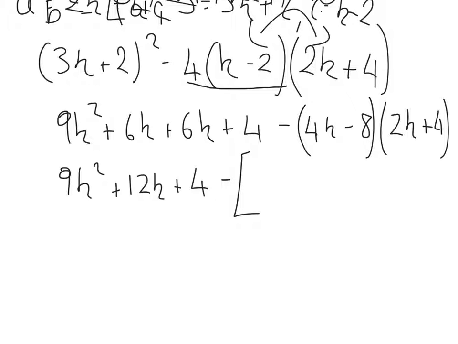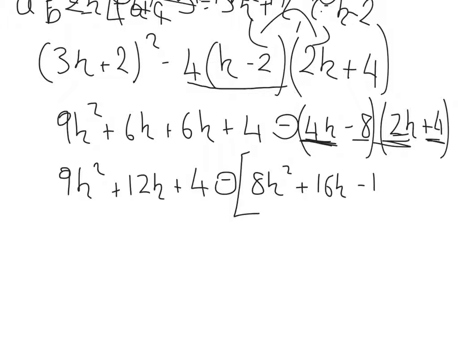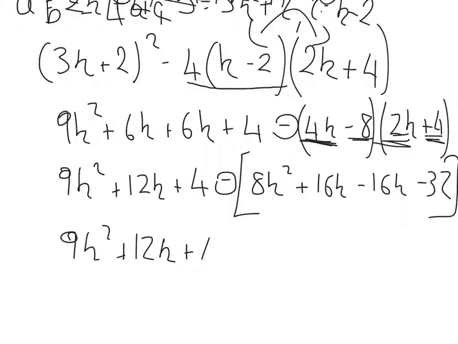minus, so I'll use a bit of FOIL method here, so 4k times 2k is 8k squared, and I'm putting all this inside of a bracket with the minus out in front. And then outside 4k times 4 will be 16k, inside's minus 8 times 2k, minus 16k, and then minus 8 times 4 is minus 32. So that's now 9k squared plus 12k plus 4. Those would have cancelled out, minus 8k squared. And then I've got a minus 32 is plus 32.